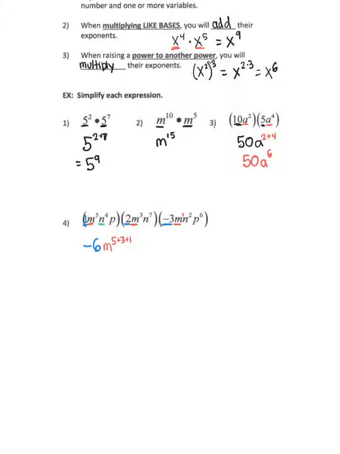Then I have n to the 4th, n to the 7th, and n to the 2nd. So again, I'm going to add those exponents, 4 plus 7 plus 2. And then finally I have p. I have p to the 1st and 6, so I add all my exponents together. This gives me a final answer of negative 6, m to the 9th, n to the 13th, and p to the 7th.